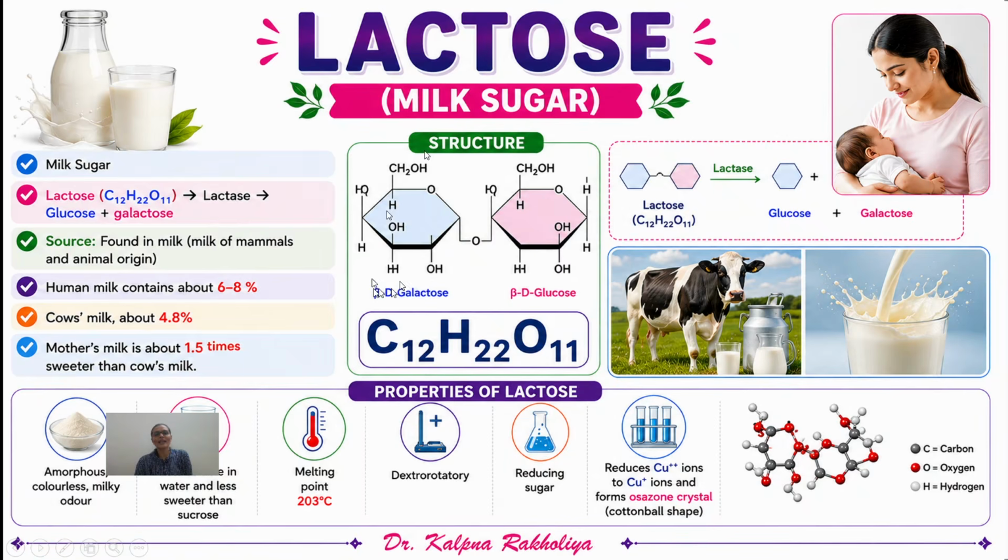It is made up of galactose and glucose. So this is the structure. It is amorphous, colorless, with a milky odor, less soluble in water and less sweet than sucrose. Its melting point is 203 degrees Celsius. It is dextrorotatory and a reducing sugar. It reduces cupric ion to cuprous ion and forms osazone crystals shaped like a cotton ball.